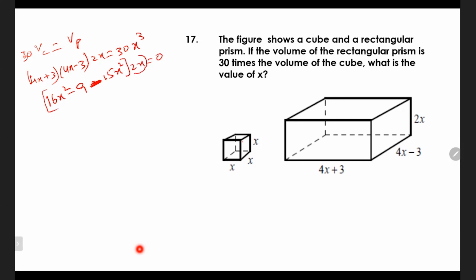Taking 2x common, you get 2x into (16x squared minus 9 minus 15x squared) equals 0. Anyway, 2x cannot be 0, so that is ruled out. 16 minus 15 gives x squared minus 9 equals 0. So x equals 3. So option D satisfies. Please note it fast, quick.